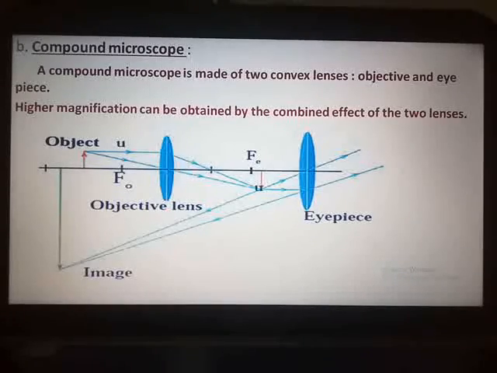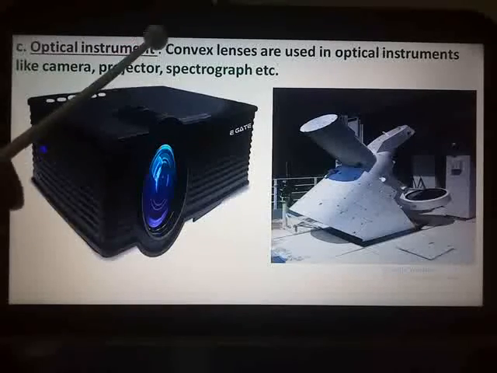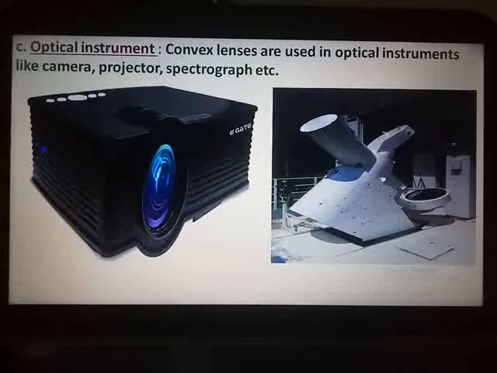And the last use is optical instruments. Now these convex lenses are used in different optical instruments, like camera, projector, spectrographs, etc. Whatever photographs I could get from the net, I have placed here ahead of you. Apart from this is an open-ended topic, uses of concave and convex lenses. Search through Google, you will get any number of other uses of concave and convex lenses.